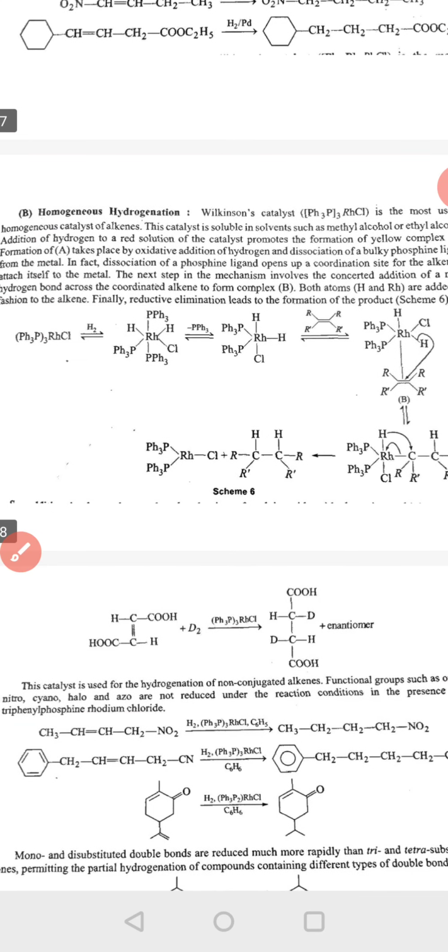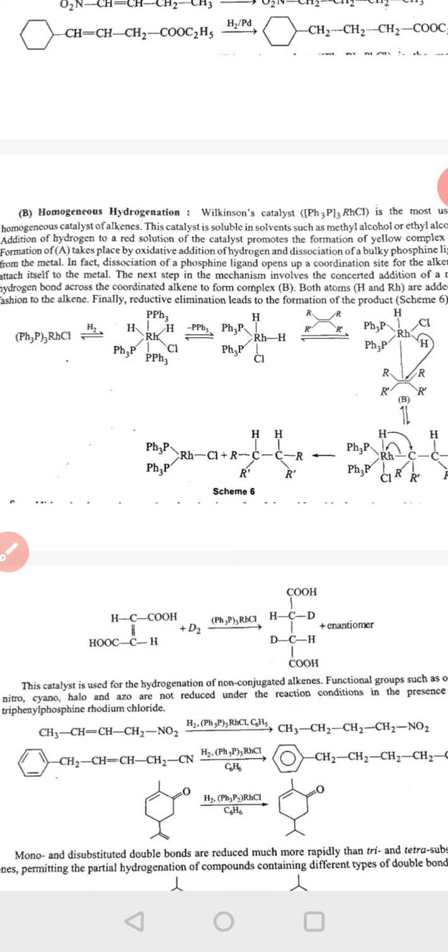The second is homogeneous hydrogenation. For homogeneous hydrogenation, Wilkinson's catalyst. This is triphenylphosphine rhodium chloride. It is the most useful homogeneous catalyst for alkenes. This catalyst is soluble in solvents such as methyl alcohol and ethyl alcohol. First, we dissolve this catalyst in either of the solvents, methyl alcohol or ethyl alcohol. This solution is red in color.